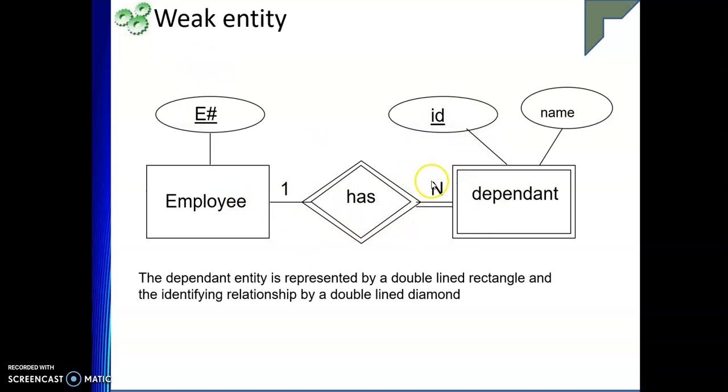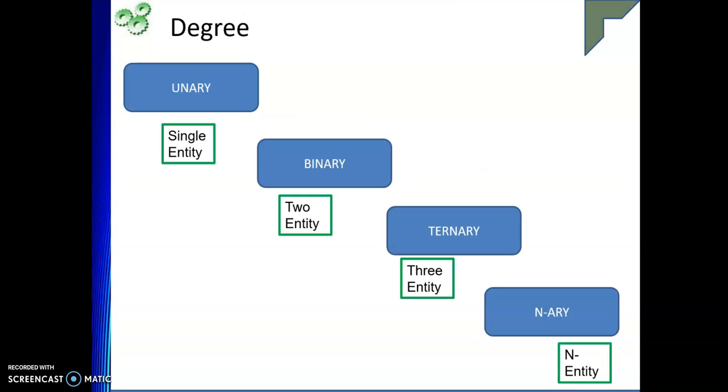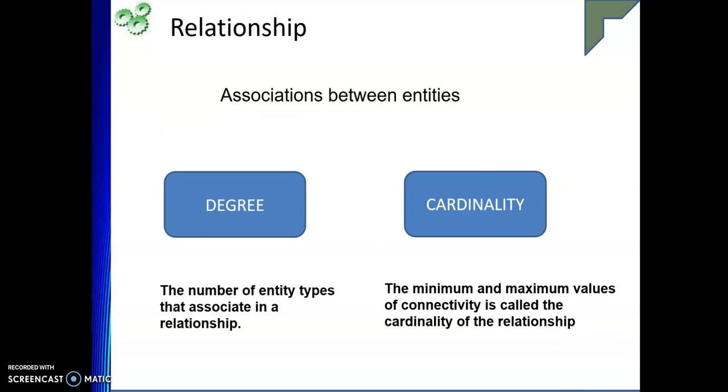An employee has n number of dependents. This is the cardinality, which I will talk about in the next session. So I hope now we are clear when you talk about relationships. It is nothing but association between entities. We look at degree, other than cardinality. Degree is the number of entity types that are associated in a relationship, and for cardinality we talk about minimum and maximum values of connectivity. I will be talking about cardinality in the next session.